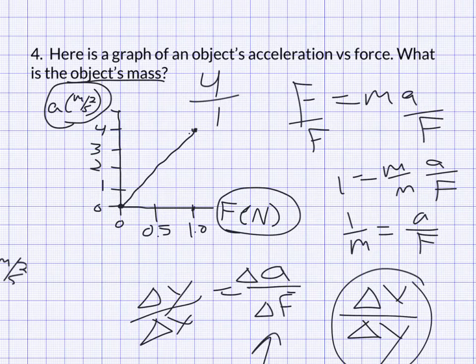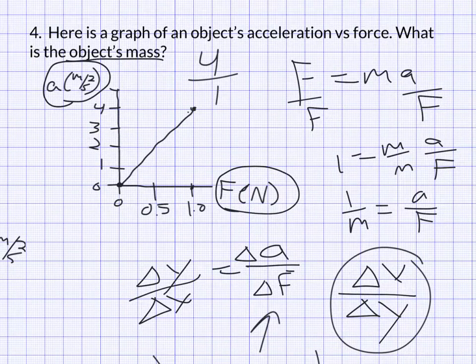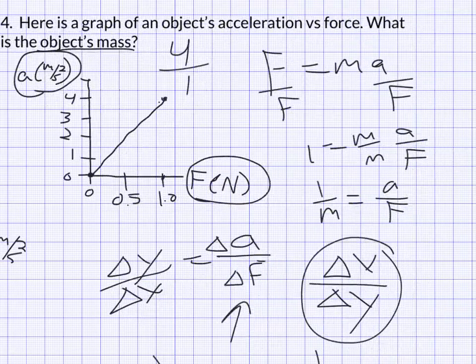Here is a graph of an object's acceleration. So they didn't even tell us what the object is. So yes, without knowing any context, we can easily say this looks like a quarter of a kilogram object. Should make sense. All right, that's that graph. One more.